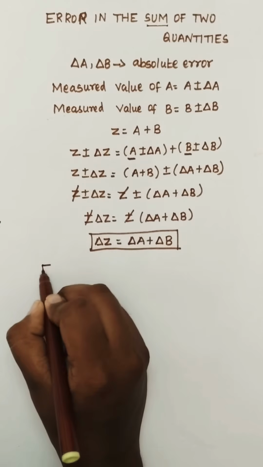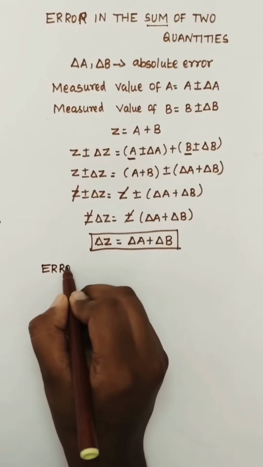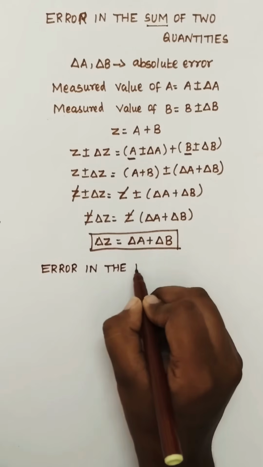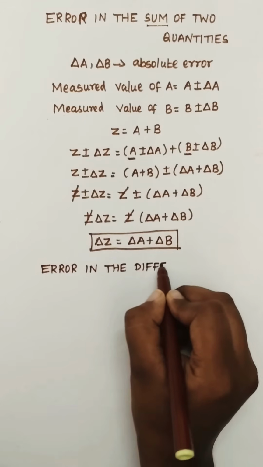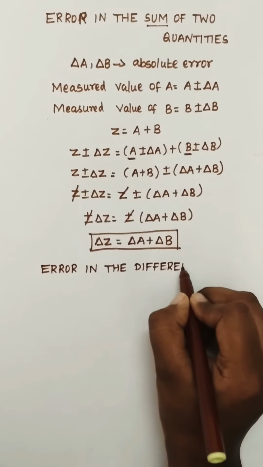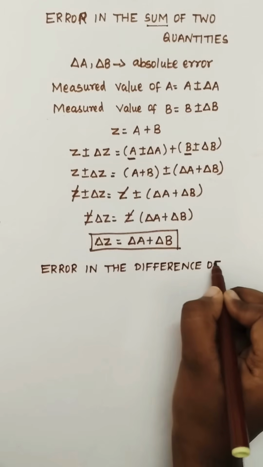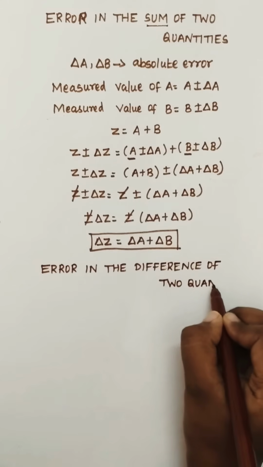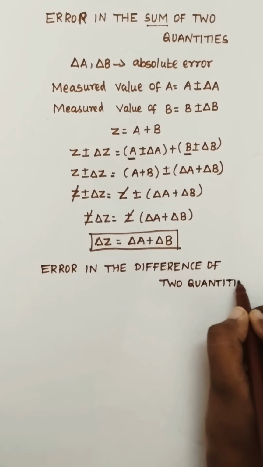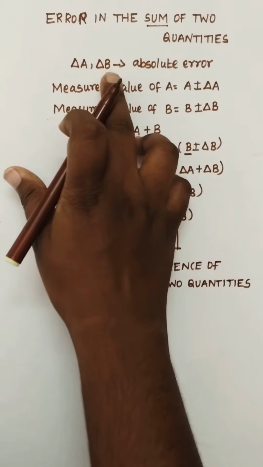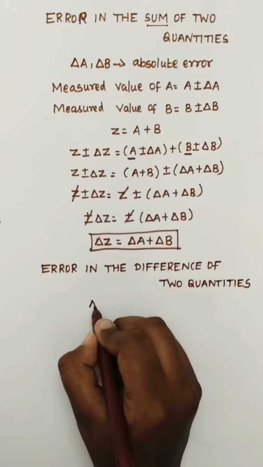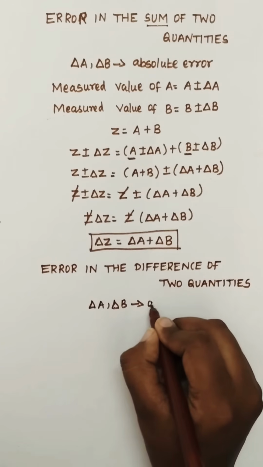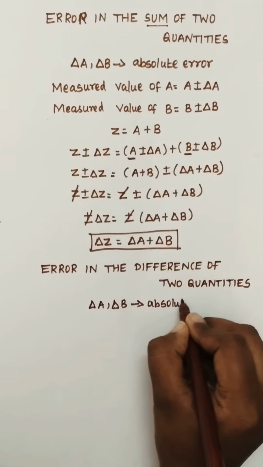Same way we are going to see for subtraction, that is difference. Okay, error in the difference of two quantities. So which is exactly similar to addition. So what is the first step we consider? Delta A and delta B are absolute errors. Same way delta A and delta B represents absolute errors.